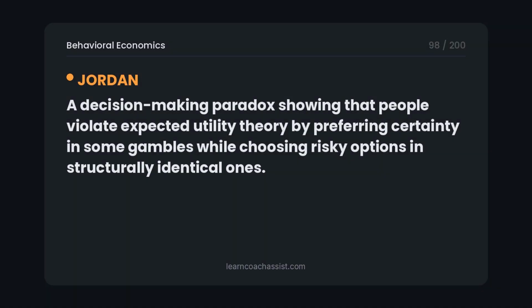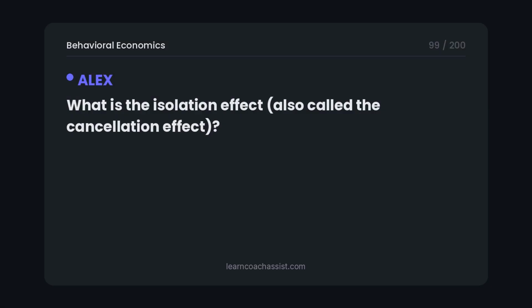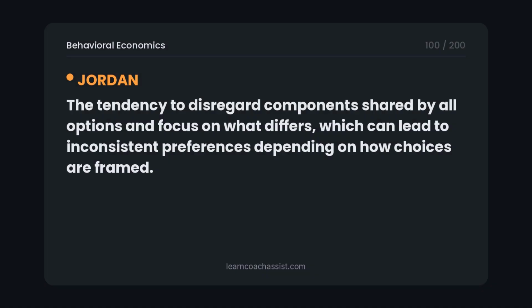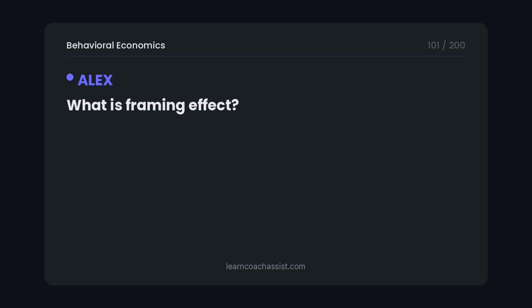A decision-making paradox showing that people violate expected utility theory by preferring certainty in some gambles while choosing risky options in structurally identical ones. What is the isolation effect, also called the cancellation effect? The tendency to disregard components shared by all options and focus on what differs, which can lead to inconsistent preferences depending on how choices are framed. What is framing effect?